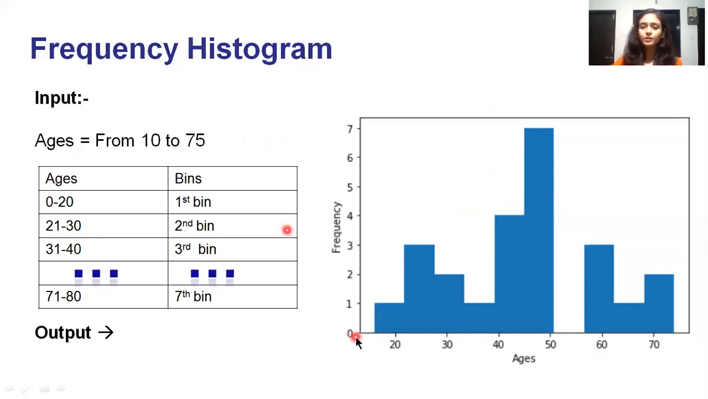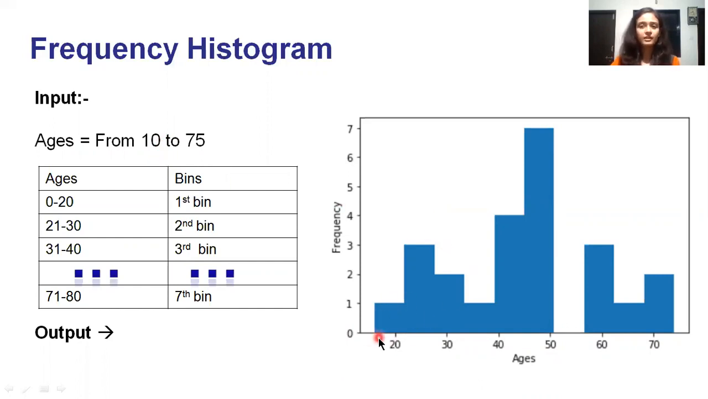So it is very difficult to write all the labels from 10 to 75 on the x-axis. So what will the histogram do? The histogram will only show different ranges. We call these bins, and bins will be of equal size. Here I have bins starting from 20, then 20 to 30, 30 to 40, and each bin is of size 10. Why is my first bin of size 20? Because you can see my ages start from 10. So this bin starts from 10.